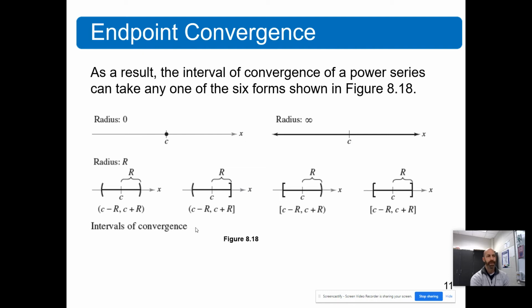Then we can have the following scenarios. We can have an open interval of convergence. We could have an open and then a closed part for our interval of convergence. We could switch those around, or we could have both closed. So those are the 6 possible scenarios.